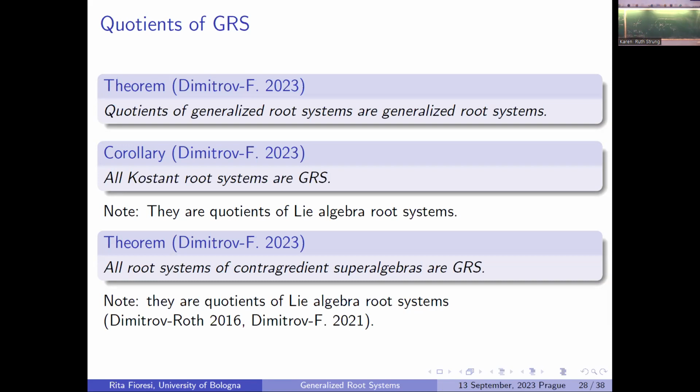And then we also have that all root systems of contragredient superalgebras are generalized root systems. Now, this is a bit tricky, right? Because if you look at contragredient superalgebras, there is a God-given product, which is invariant. But this is not the product you look at. You look at a different product, which is not invariant. So I know you lose something. What can I say? But it's very effective. So all the examples we've seen so far are indeed generalized root systems and are very fundamental objects in mathematics for geometry.